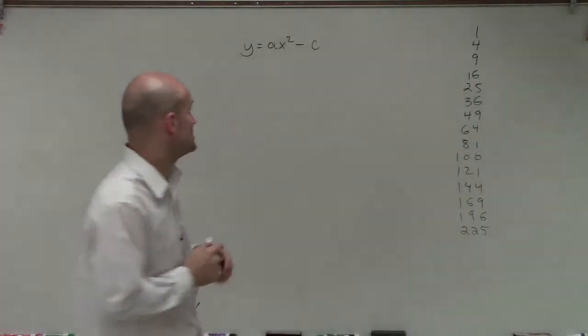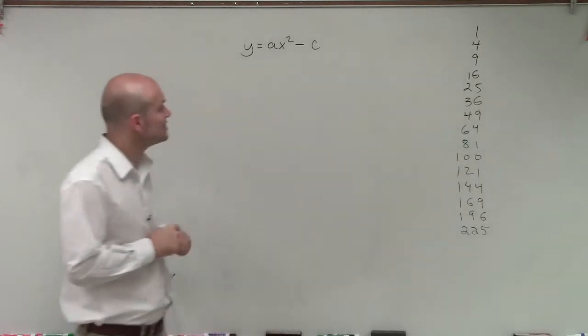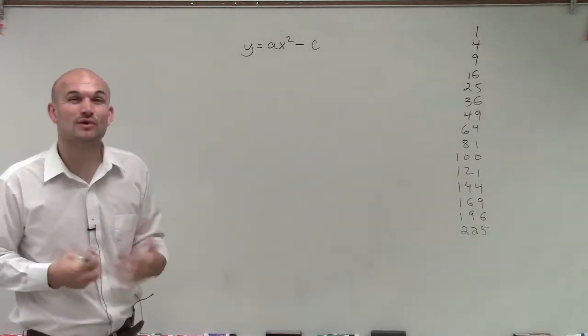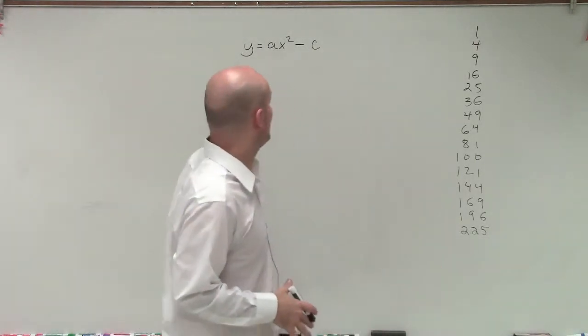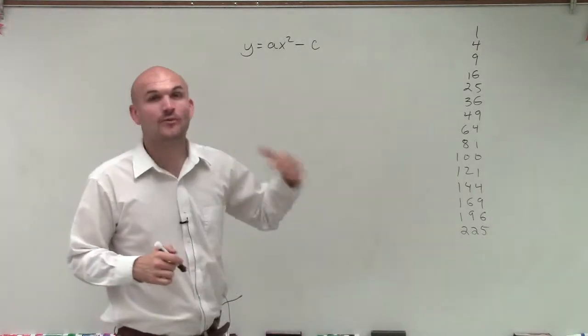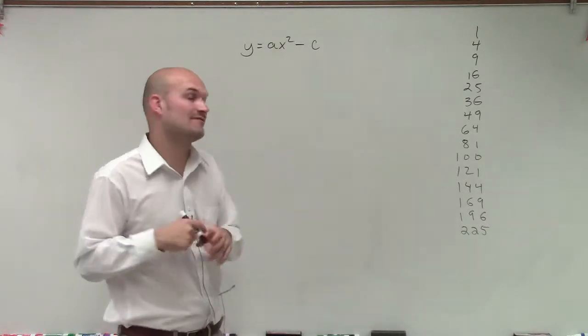Okay, welcome. So what I have here is an equation that's in the form of y equals ax squared minus c. Now, whenever we have an equation that's in the form of ax squared minus c, we always want to look for, is this a difference of two squares?